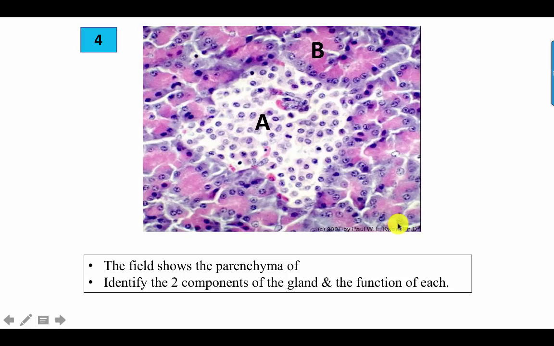Number 4, we have this field shows the parenchyma of what? It is the parenchyma of the pancreas, of course, showing the endocrine portion and exocrine portion. Identify the two components and the function. This is the islet of Langerhans secreting the hormones insulin, glucagon, the most famous, and we have here the pancreatic acini secreting the pancreatic enzymes.